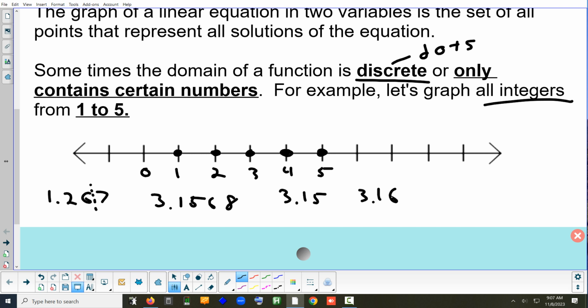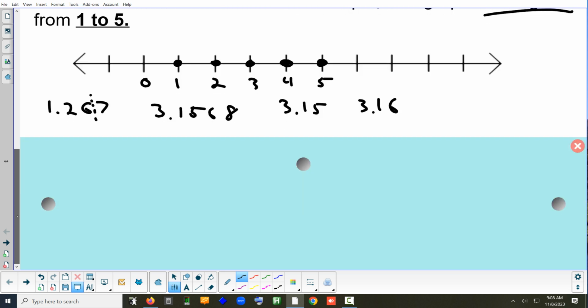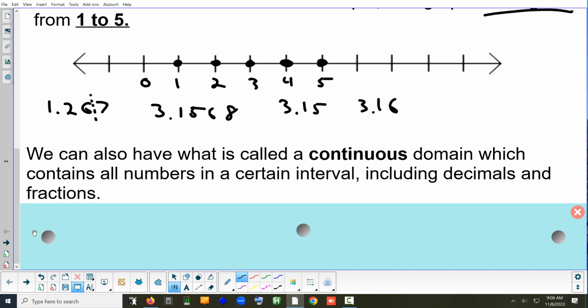You can't have every single value. Any question on what that means, discrete? Now the opposite of discrete is continuous. Continuous means, well, you got it mostly written, you just have to fill it in. It says we can also have what is called a continuous domain, and then you want to fill in that next line. Continuous means it contains all numbers. Every single number. Okay? Fractions, decimals, contains all of them.